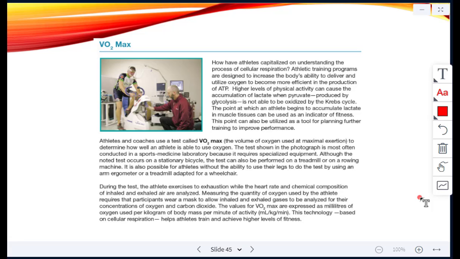The athlete wears a mask to allow the inhaled and exhaled gases to be analyzed for their concentration of oxygen and carbon dioxide. The values for the VO2 max are expressed as milliliters of oxygen used per kilogram of body mass per minute of activity, so milliliter per kilogram per minute. This technology, which is based on cellular respiration, helps athletes train and achieve higher levels of fitness.